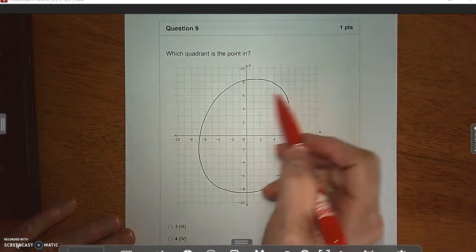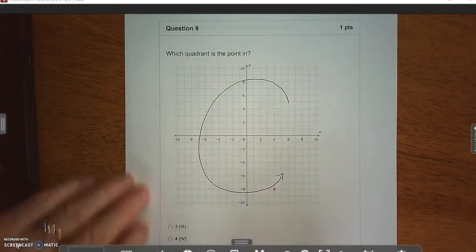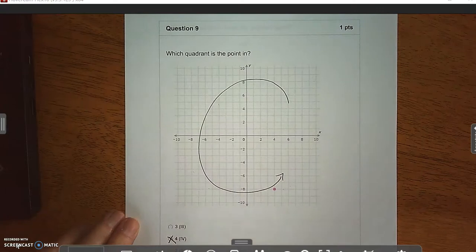All right, so 1, 2, 3, 4. Our point is in 4. So we would choose 4 here.